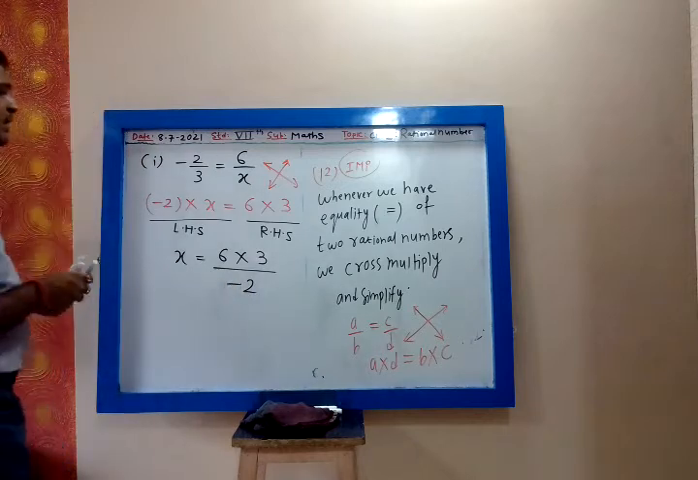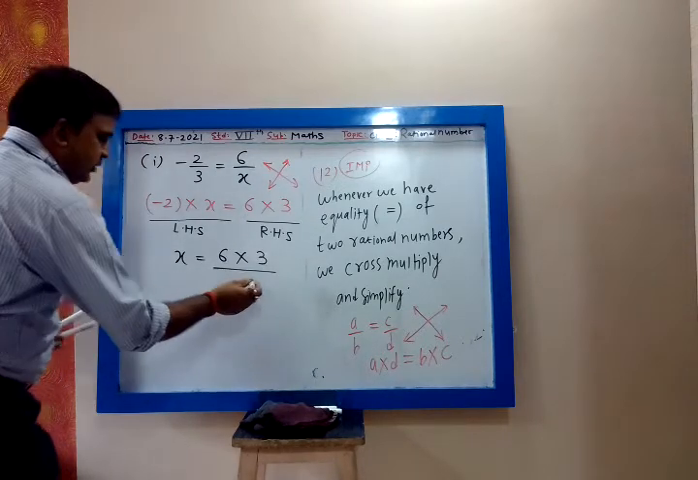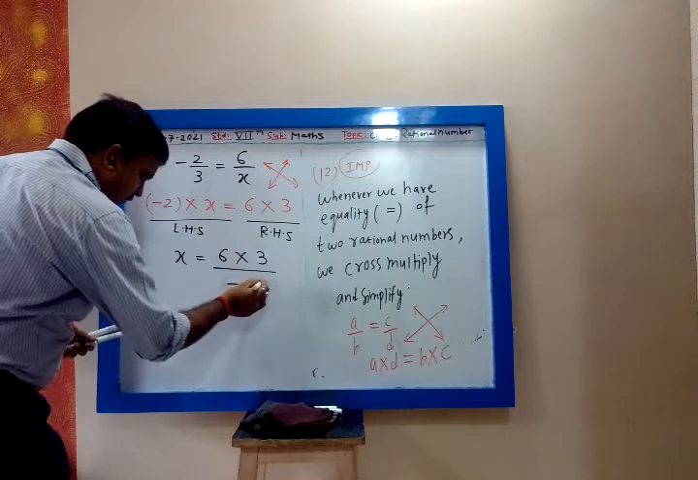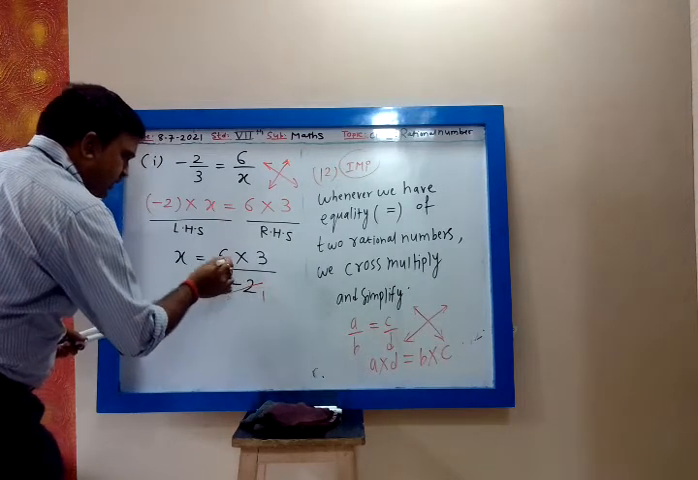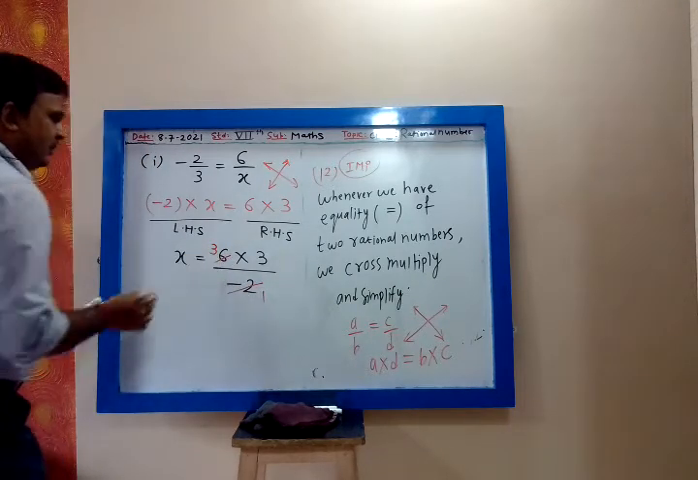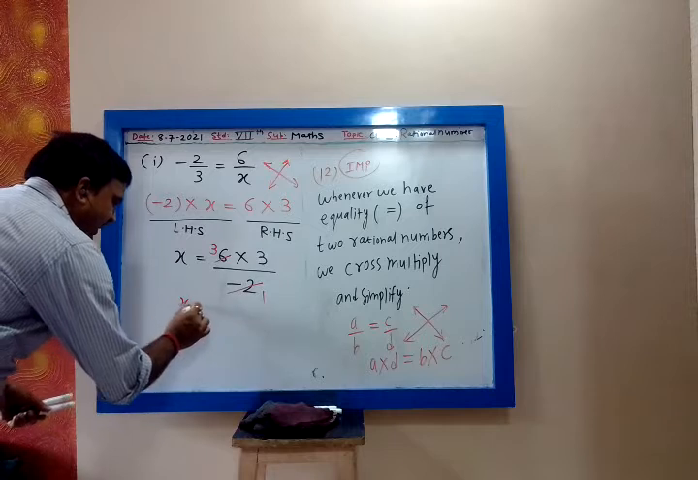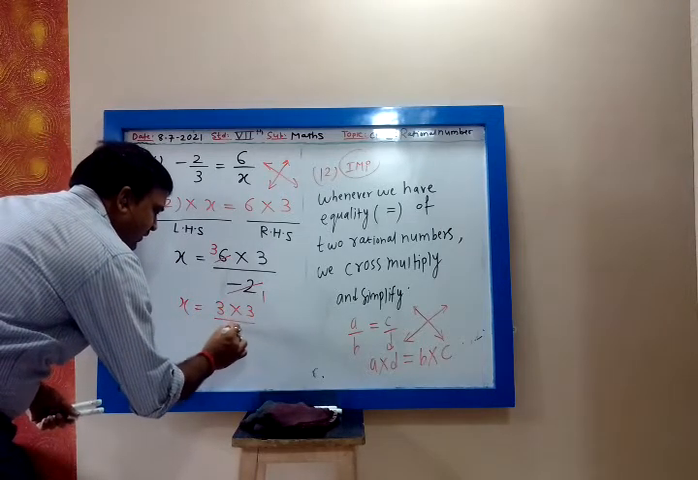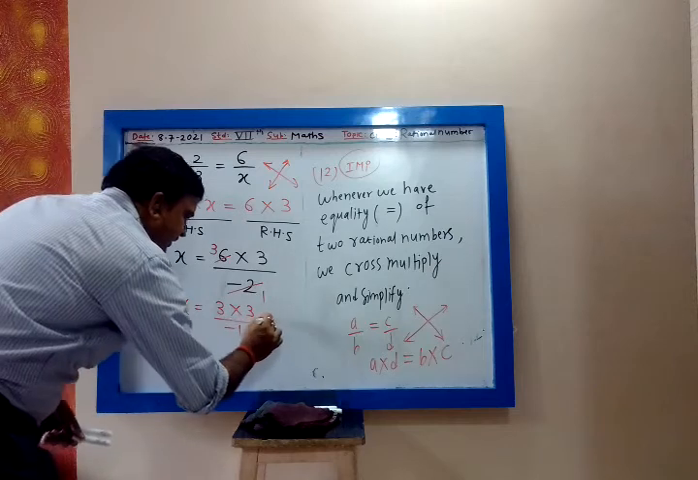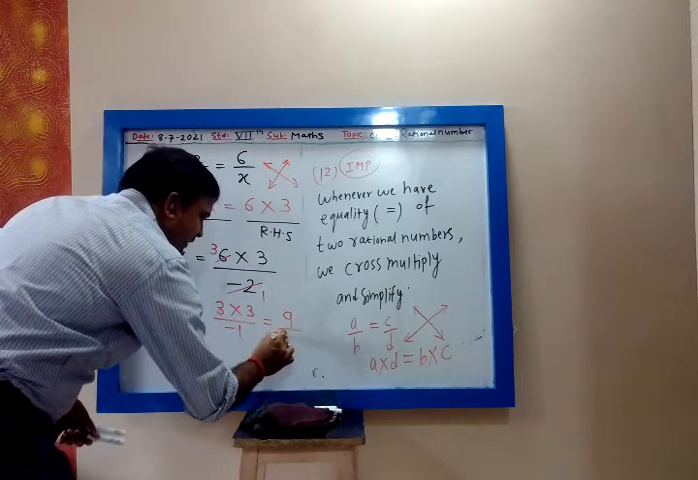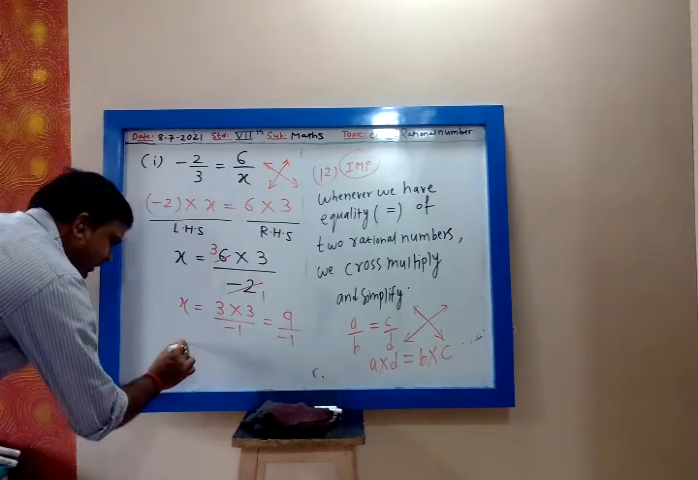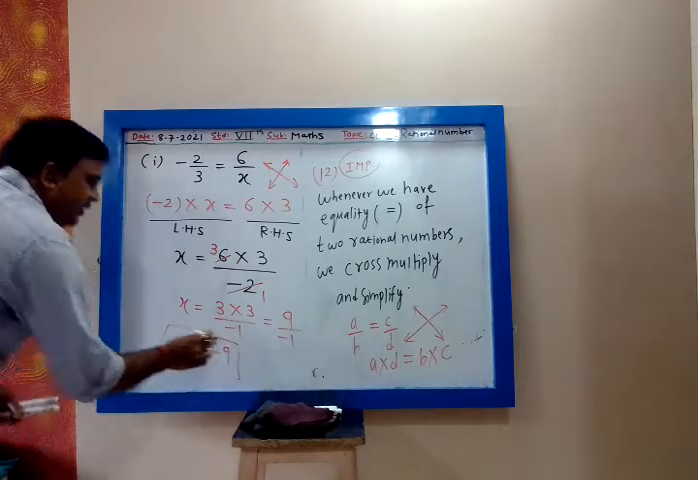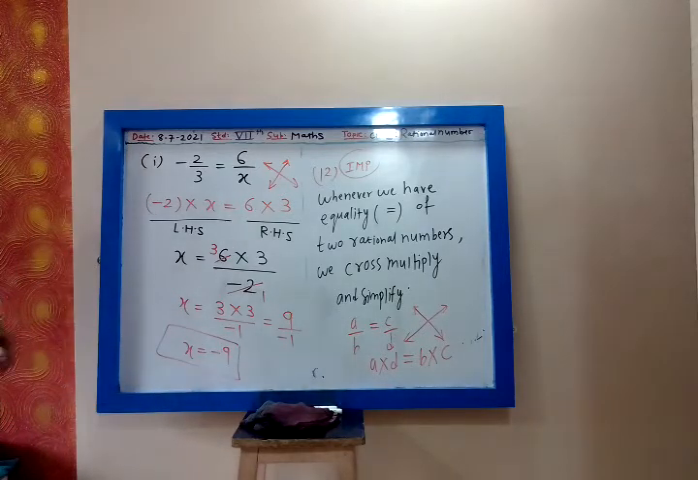Now you can cancel the number. 2 ones are 2, 2 threes are 6. So x is equal to 3 into 3 upon minus 1. 3 into 3 is 9. 9 upon minus 1. Minus sign you can take in the numerator. So x is equal to minus 9.